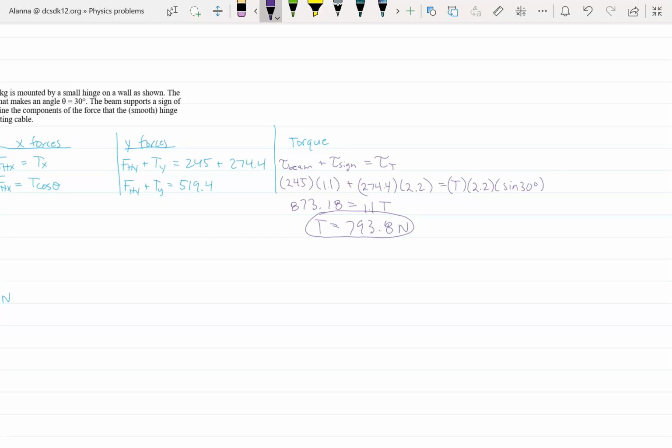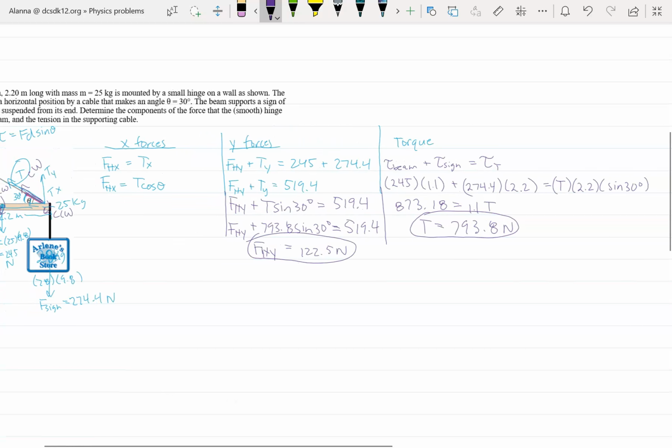And we can plug it into our y, because we can simplify this here to t sine 30. That's just the y component of the tension. So we're going to have FHY plus 793.8 times the sine of 30 equals 519.4. And then we can calculate that the y component from the hinge is equal to 122.5 newtons.